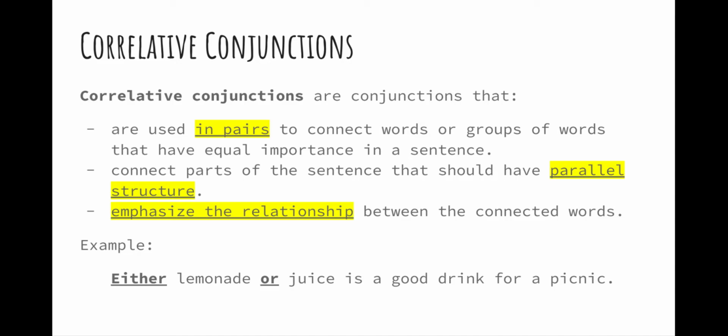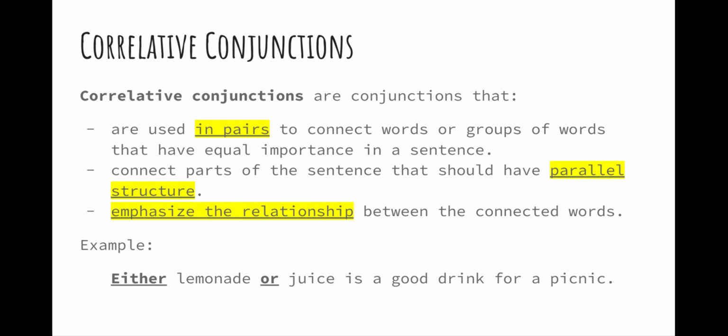Correlative conjunctions are conjunctions that are used in pairs. So they are connecting words or groups of words just like any other conjunction. They are connecting words or groups of words that have parallel structure, just like other conjunctions. But in this case, because it's used in a pair, it's emphasizing a relationship. It's making a stronger point.